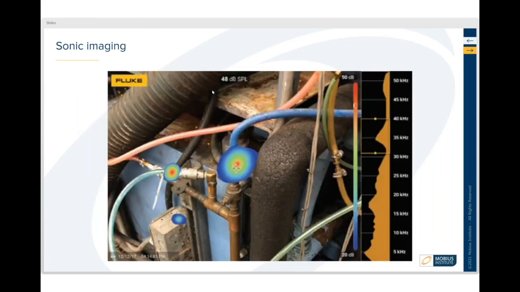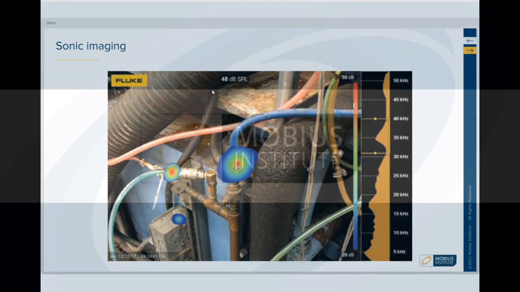And of course, this is a great place for the visual sonic imaging. It helps us visualize where the leaks are, and certainly that's nice. You can take a screen capture of that and say, well, okay, I'm showing you exactly where the leak is, and it's easier to prove there's a leak, and it's easier to find the location where the leak must be repaired.